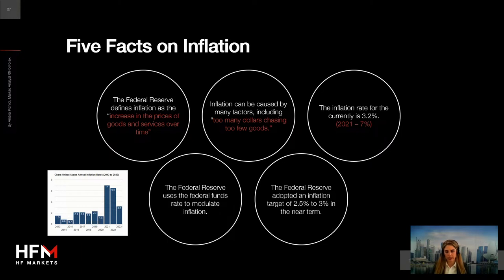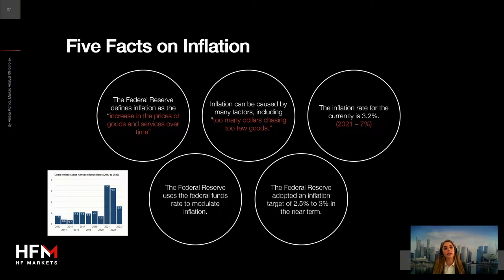Fourth fact, an interesting fact about inflation. The Federal Reserve uses the federal funds rate to modulate inflation. That was actually a result from an analysis made by the Balance. So the Fed funds rate is the interest rate banks pay for overnight borrowing in the federal funds market. The Federal Reserve uses it to influence other interest rates, such as credit cards, mortgages, and bank loans. It also affects the value of the US dollar, as we explained earlier, and other household and business assets.